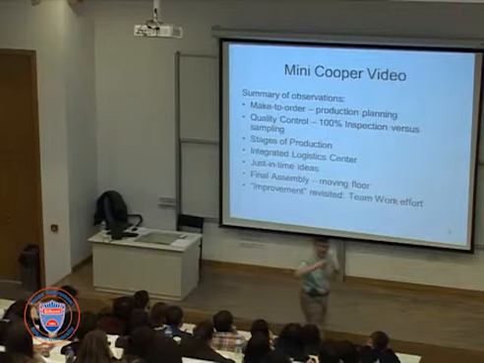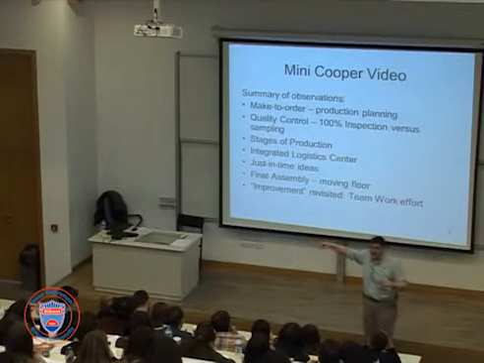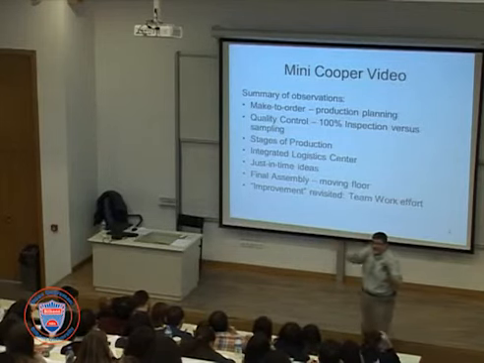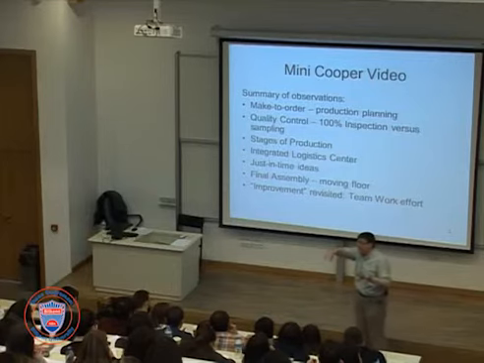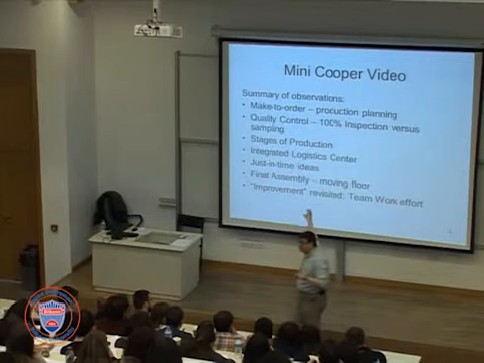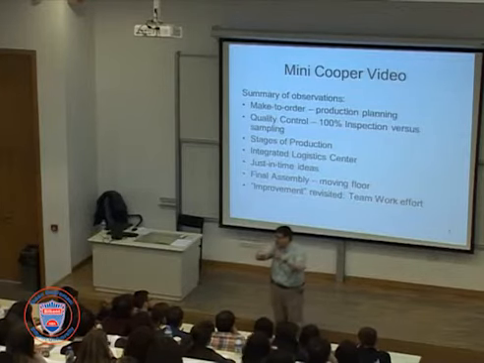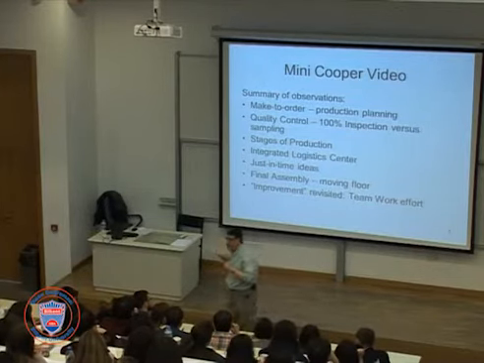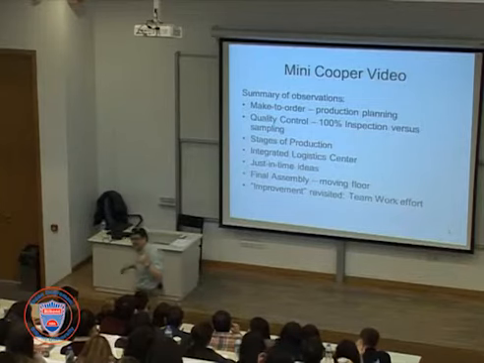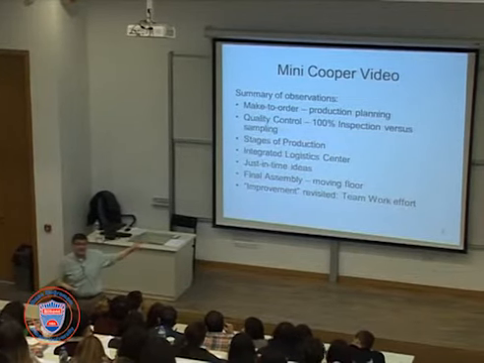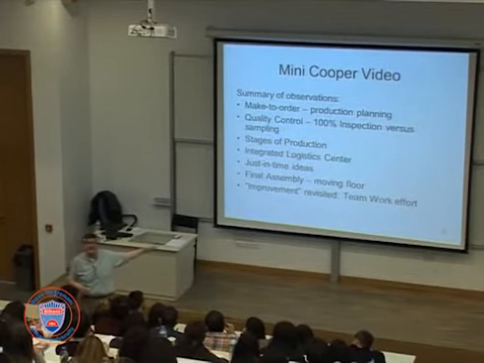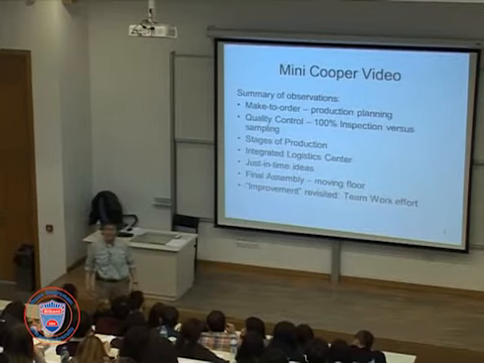The idea of stages of production. Now we can see that there are some stages of production which are followed, for example, body stage, and then paint shop, and then other things. Of course, we are only seeing part of the operations that are taking place in that company.